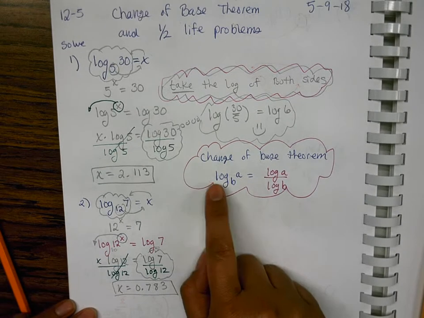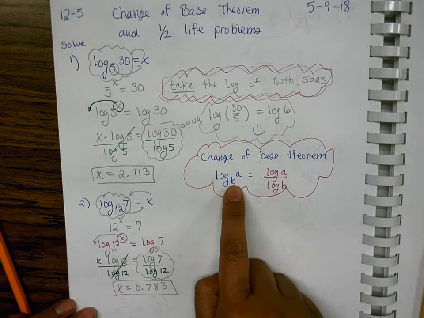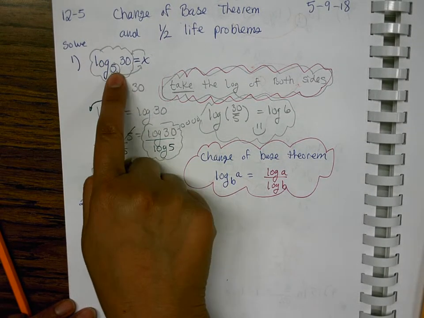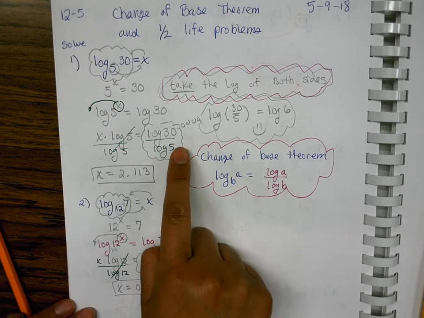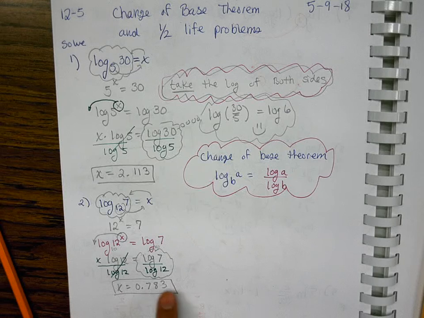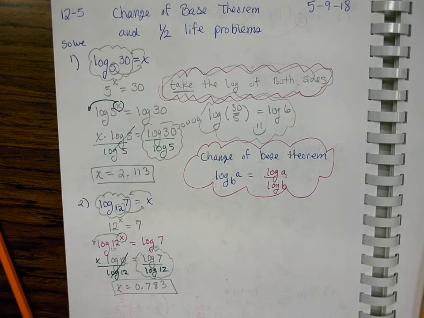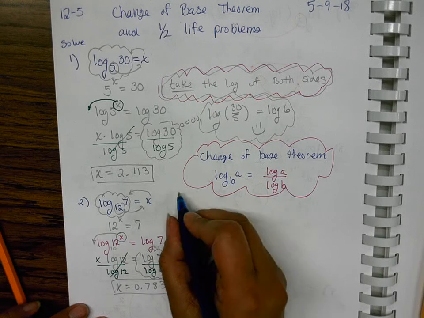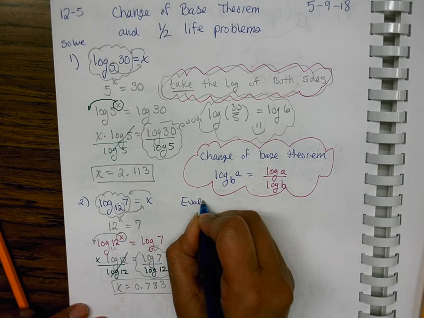All right. Okay, let's see if that works. Log of A over log of the base. Log of 30 over log of the base 5. Is that what we typed in? It sure is. Log of 7 over log of the base 12. That's exactly what we plugged in.